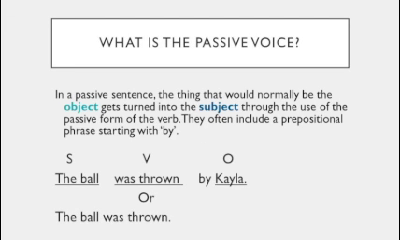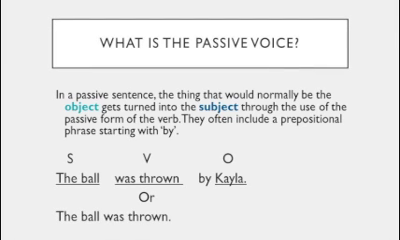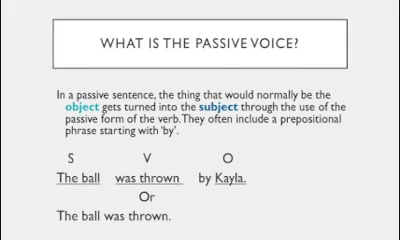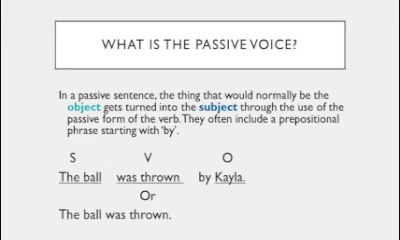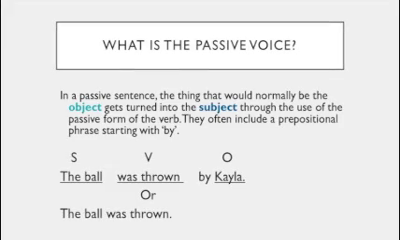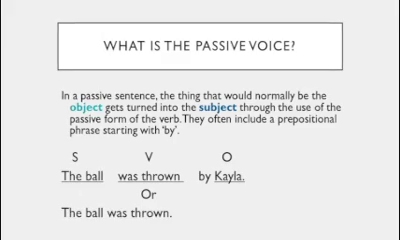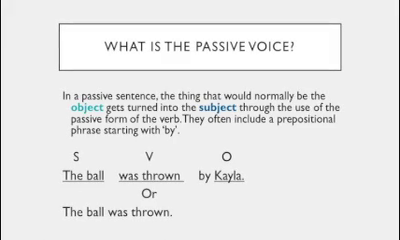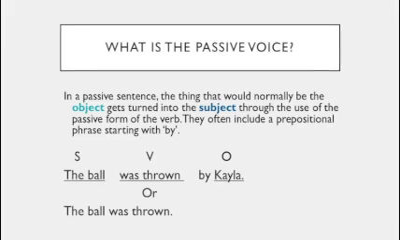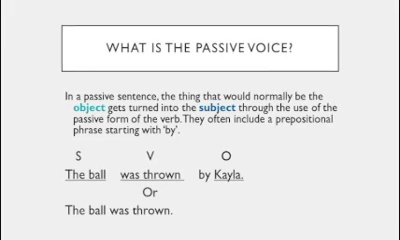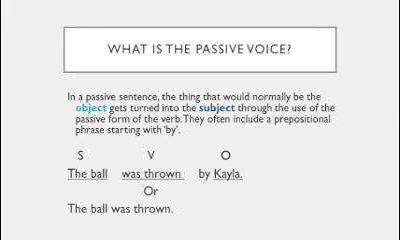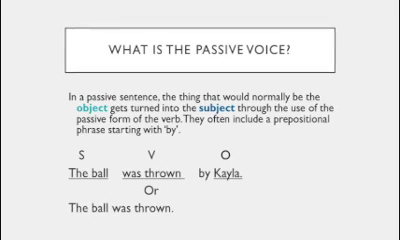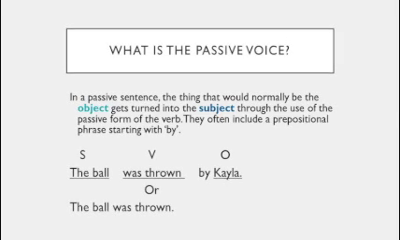With a passive voice, on the other hand, the thing that would normally be the object gets turned into the subject through the use of the passive form of the verb. So they often include a prepositional phrase starting with by. So, the ball was thrown by Kayla. So this time, the focus is on what is being done rather than who is doing it. So first of all, the subject becomes the ball, the verb was thrown, and then by who? Kayla. So Kayla becomes the object.